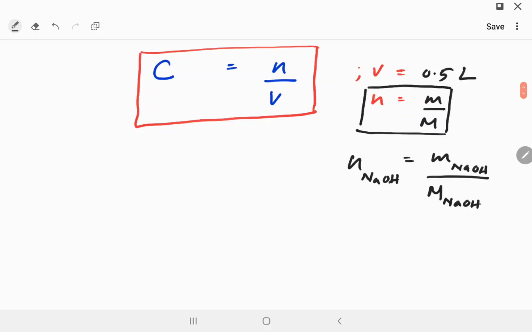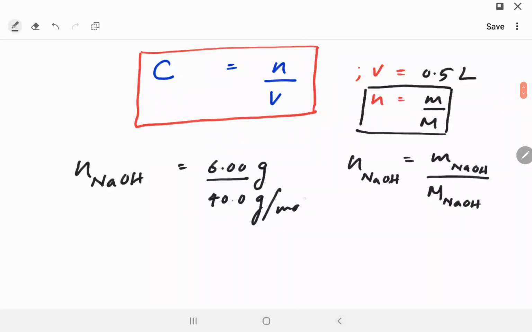Okay, so n, the number of moles of sodium hydroxide, equals mass of sodium hydroxide, which is 6.00 grams, divided by the molar mass, which is 40.0 grams per mole. How did I get 40? Sodium is approximately 23.0, oxygen is 16.0, and hydrogen is 1.00. So you add all these up, you get 40.